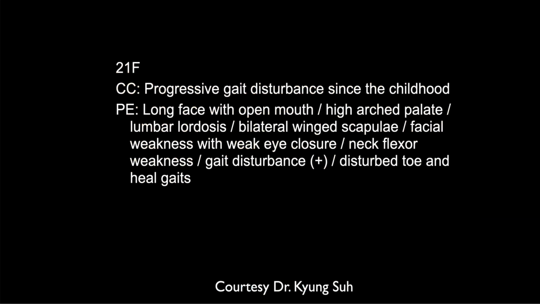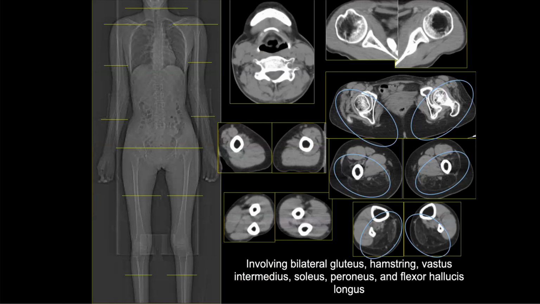21-year-old female, progressive gait disturbance since childhood, long face with open mouth, high arched palate, lumbar lordosis, bilateral wing scapula, facial weakness with weak eye closure, neck flexion weakness, gait disturbance, disturbed toe and heel gaits. Otherwise normal. Yeah, lots of fatty atrophy in the hamstring muscles and also the calf muscles.